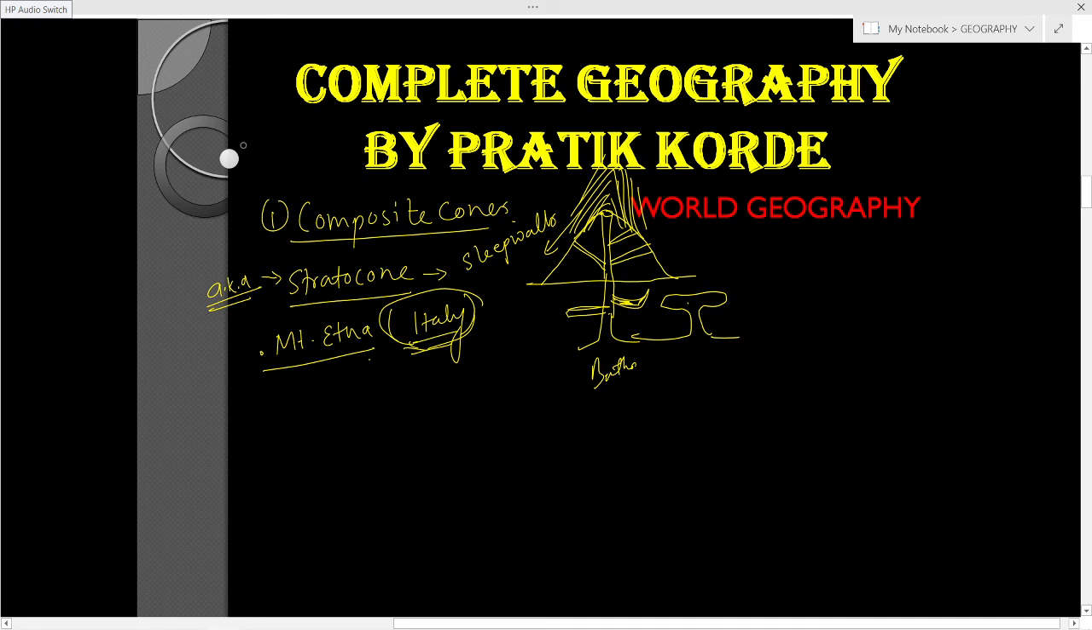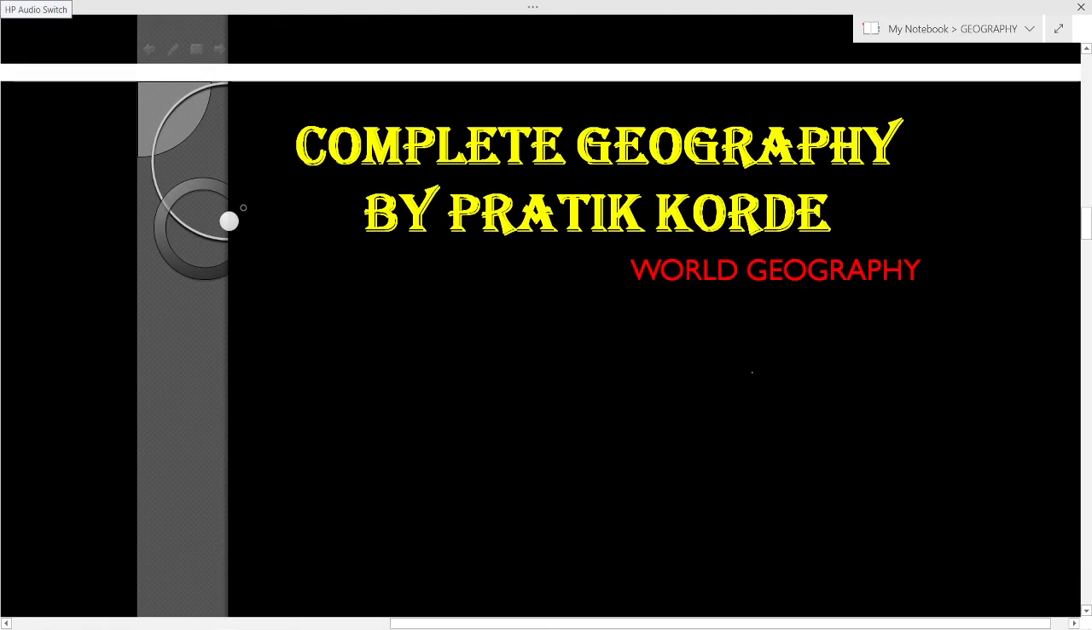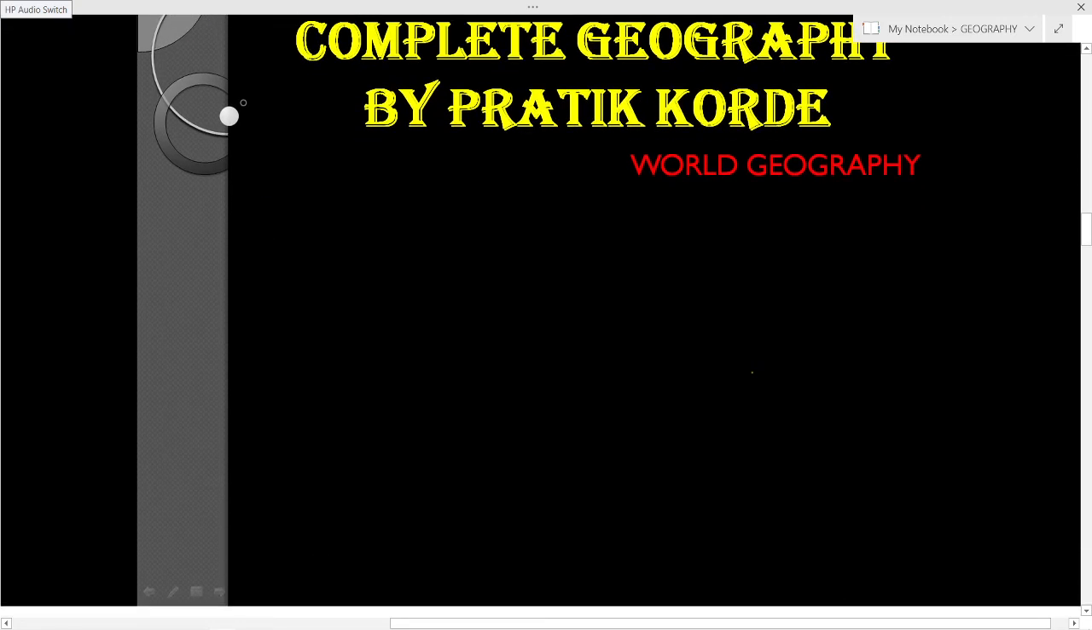Now interestingly, another composite volcano, Mount Stromboli, is called the lighthouse of the Mediterranean. This is important, and hence it is important. Now the next thing is the distribution of volcanoes. We'll draw a rough world map. It won't be exactly similar, but you will have an idea that yes, it is something like that.